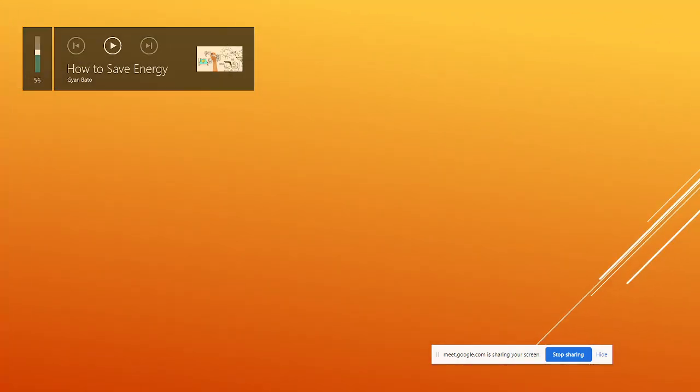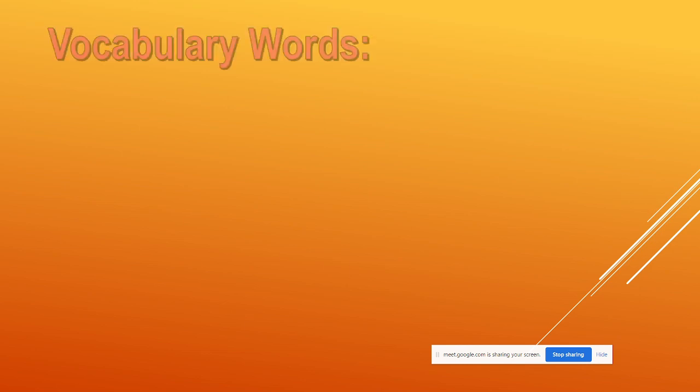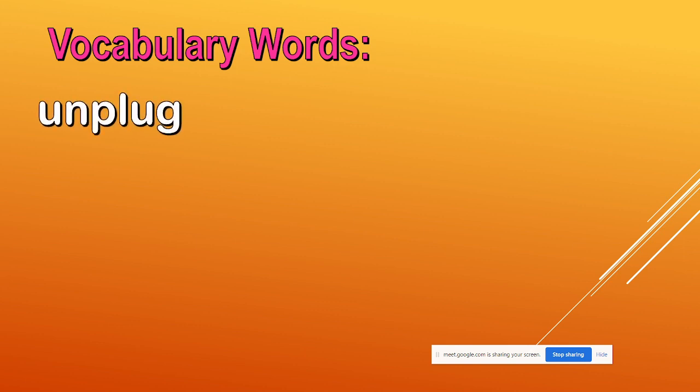Last time we also discussed how to save electricity, right? The different ways on how we save electricity. Now for today, we are going to continue about saving electricity. Let us start first with the vocabulary words for today. How do you read the first one?